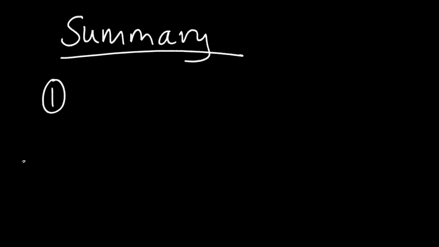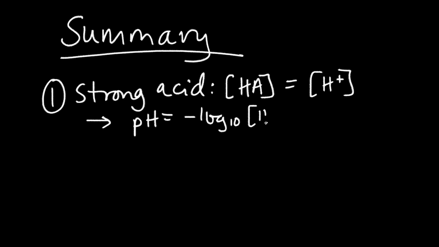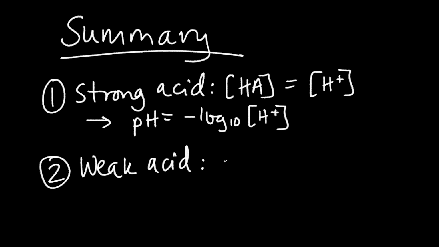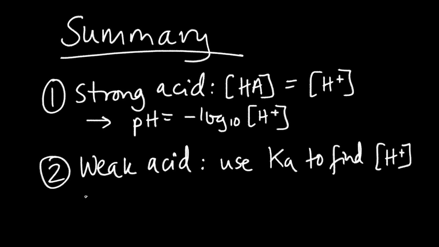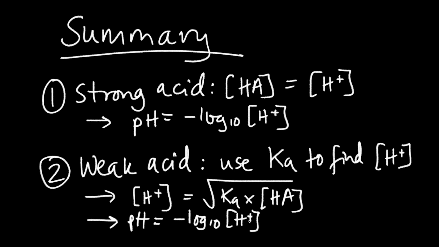So to summarise this, we have two options for calculating the pH of an acid. Either it's a strong acid, and you can just assume that the concentration of the acid will be the same as the concentration of the H+ ions, and then all you have to do is put that into your pH equation. Or you've got a weak acid, where you first need to use Ka to find your H+ ion concentration. That's where your H+ ion concentration is equal to the square root of Ka times the acid concentration, and then use your pH equation to find the pH from the concentration of the H+.